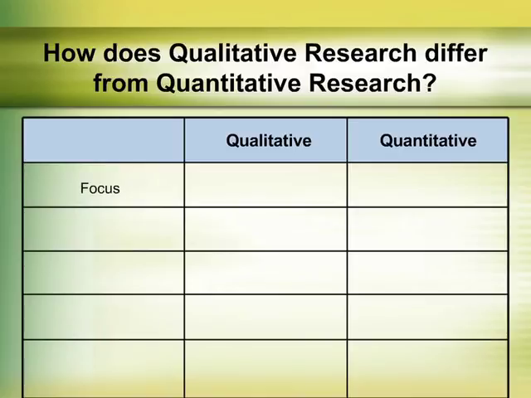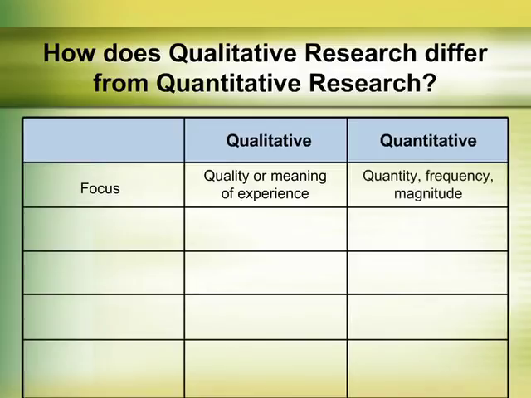Focus. Qualitative research focuses on the quality of experience, trying to describe or understand the essence or nature of human experience. Quantitative research, on the other hand, focuses on more measurable factors, asking questions such as how much, how many, or how frequently. Philosophical roots.